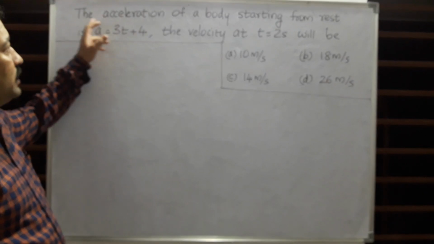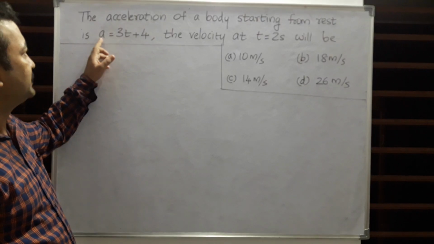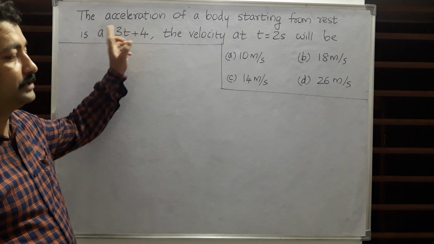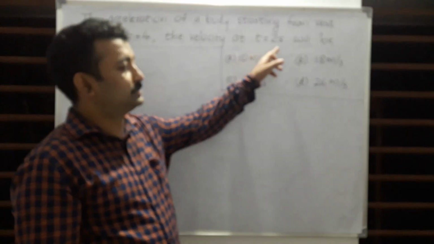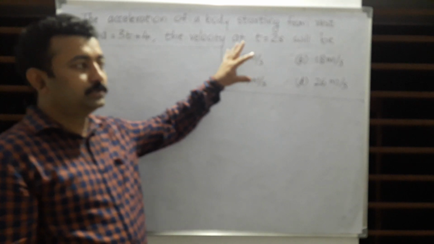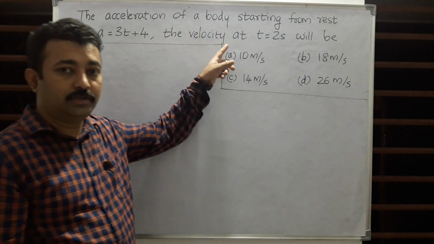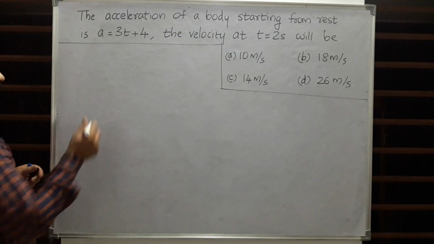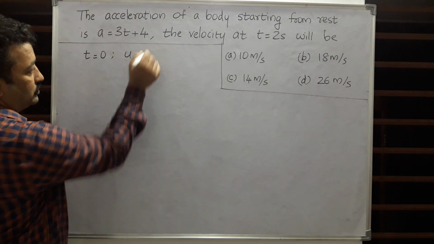The question is: the acceleration of a body starting from rest is given as a is equal to 3t plus 4. Obviously, there is an expression, it's an instantaneous problem. The question is the velocity at t equal to 2 seconds. The problem is to get the velocity when the acceleration is given. It is given that it is initially at rest, so that means when t is equal to 0, u was equal to 0.